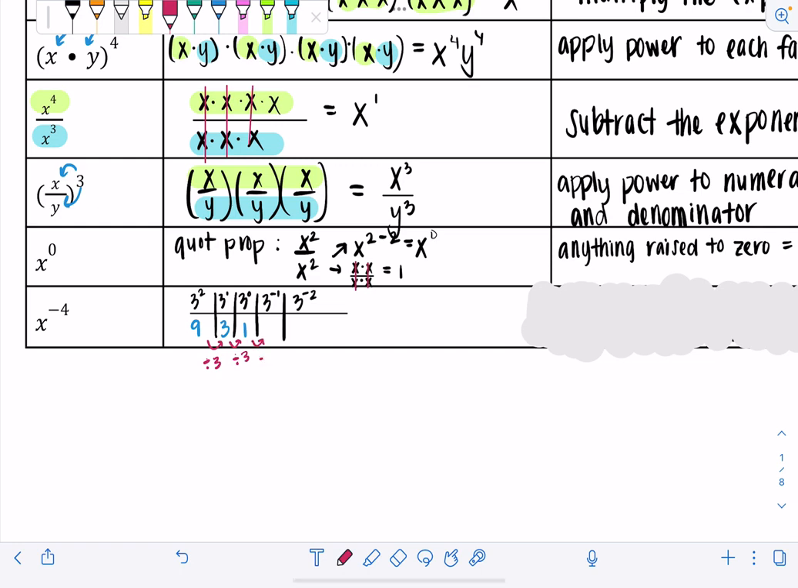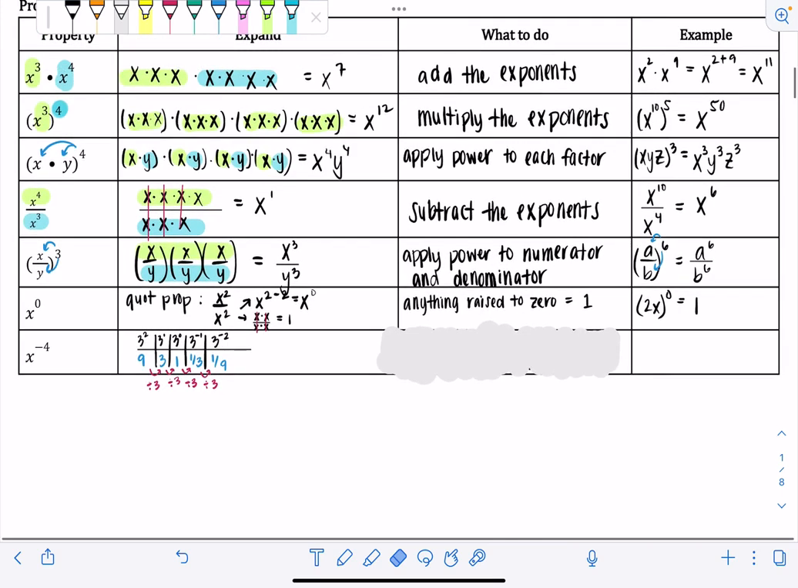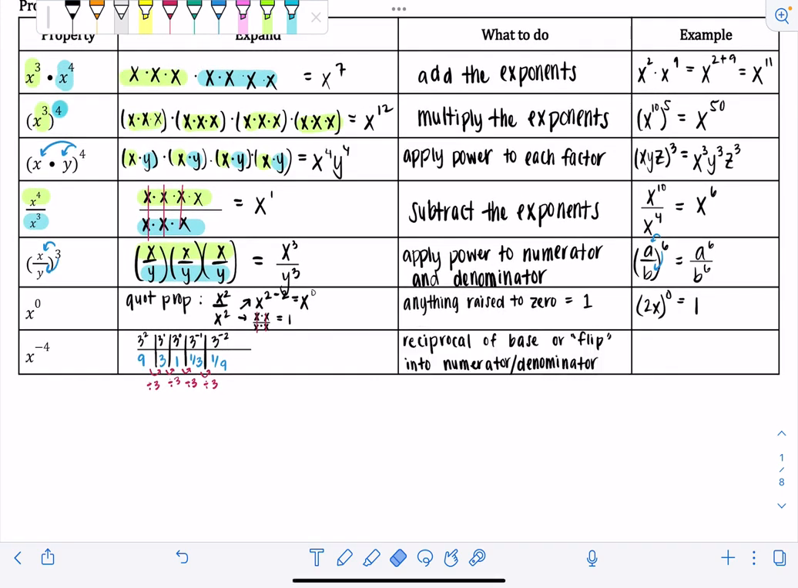So if we divide by 3, 1 divided by 3 is 1/3. And then divide by 3 again, 1/3 divided by 3 is 1/9. So that's why we have to take the reciprocal of the base with negative exponents, because we're essentially dividing out the base each time, and it's giving us a smaller and smaller number. So for the trick, we take the reciprocal of the base, or you flip it into the numerator and denominator.